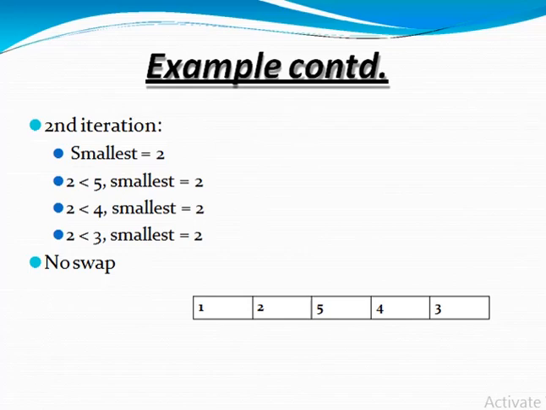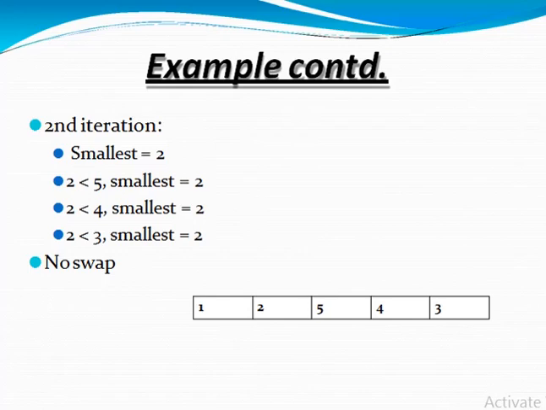Second iteration, which is the smallest element over here? 2. The element 1 is already in its appropriate position. Now we compare 2 with 5, smallest is 2, 2 with 4, smallest is 2, 2 with 3, smallest is 2. Then 2 is already in its appropriate position, no need to swap. Now we can say that 1 and 2 are already in sorted order.